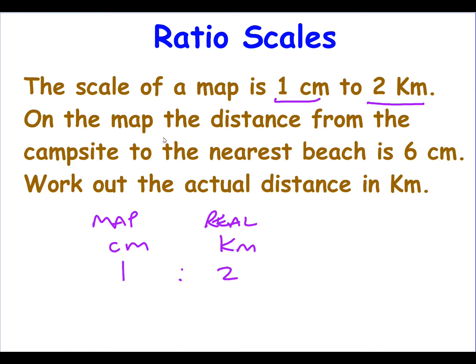Now, it's telling us that on the map, the distance from the campsite to the nearest beach is 6 centimeters. So it's a parts ratio where I'm telling you what our map reading is, and that's 6 centimeters, so it lives under here. To get from centimeters to centimeters, how did I get from 1 to 6? I multiplied it by 6. What I do to one side, I do to the other, so I know that the real world is 12 kilometers. So the actual distance would be 12 kilometers.